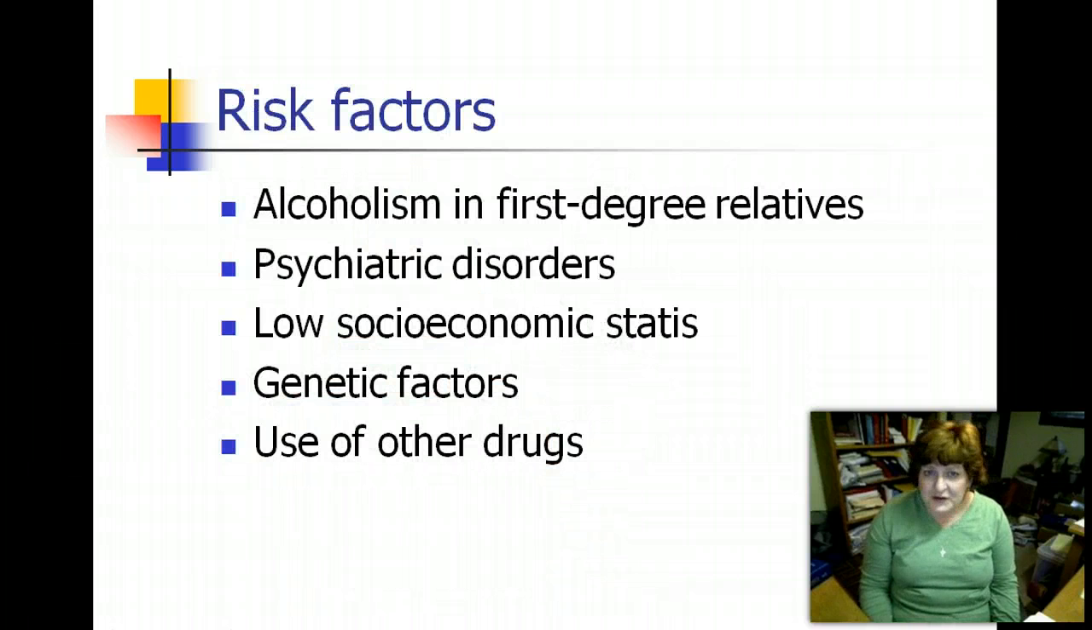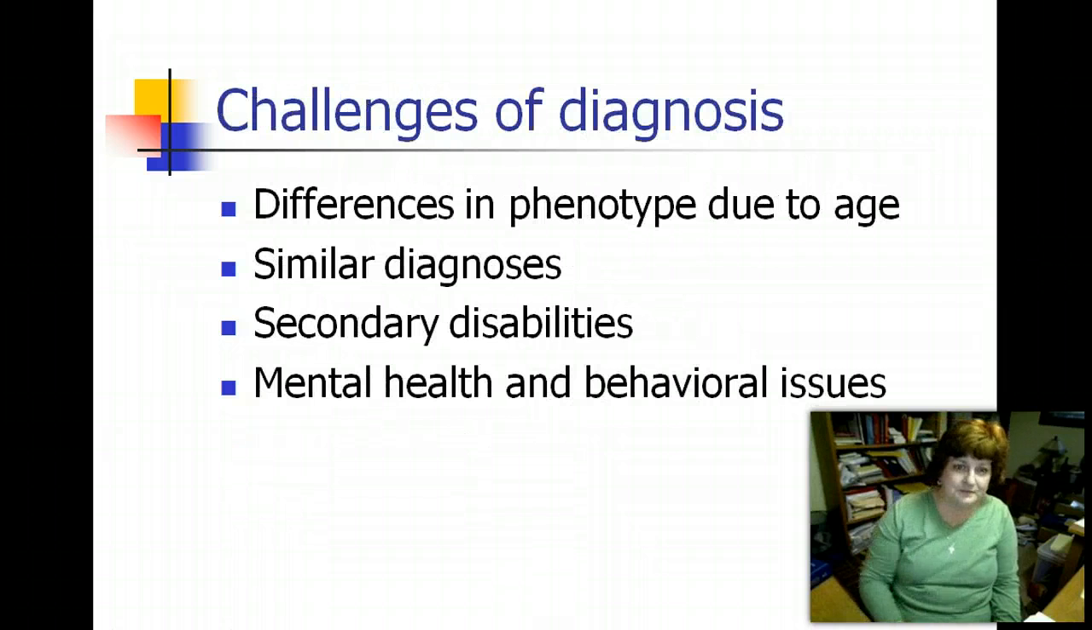Risk factors for fetal alcohol syndrome, so how you can help include improve your assessment skills of this, is alcoholism in first-degree relatives, a history of psychiatric disorders. We generally see them coming as far as low socioeconomic status. There can be genetic factors involved, but also increases in the concurrent use of other drugs also.